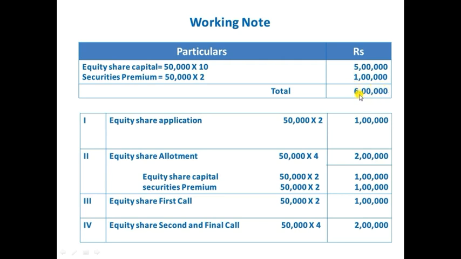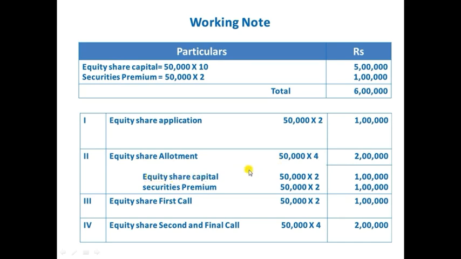The company is not going to collect this entire 6 lakh rupees in one shot. The company is going to collect in this question in 4 installments. The first installment is called equity share application, 50,000 shares into 2 rupees. The number of shares 50,000 and rate per share at the time of application 2, and in total the company is going to collect 1 lakh. And in the second installment, equity share allotment, 50,000 shares into 4 each, the company is going to collect a total of 2 lakh rupees. In this 2 lakh rupees the company is going to collect premium also.